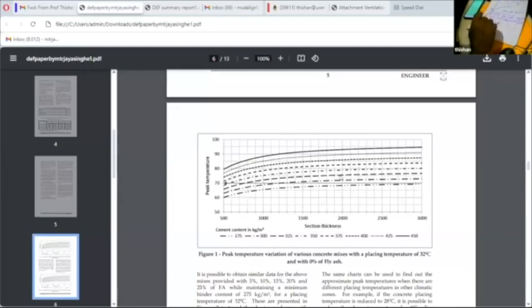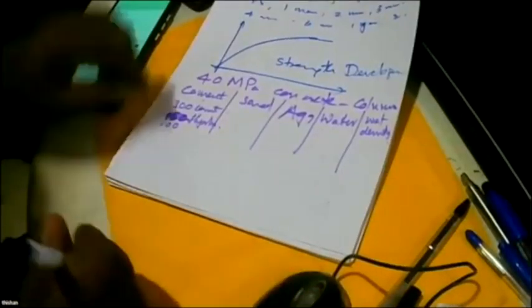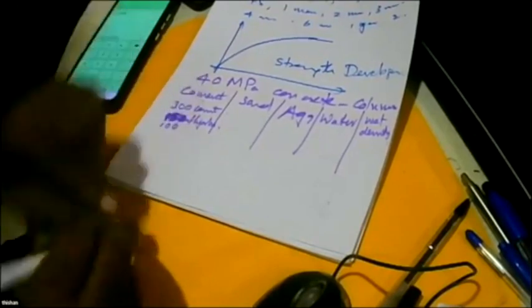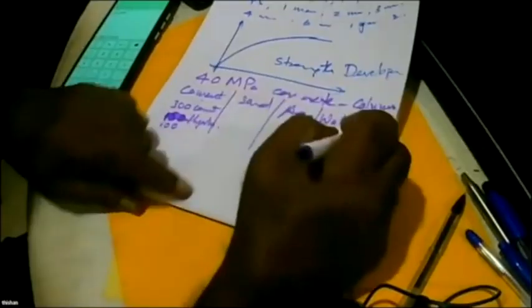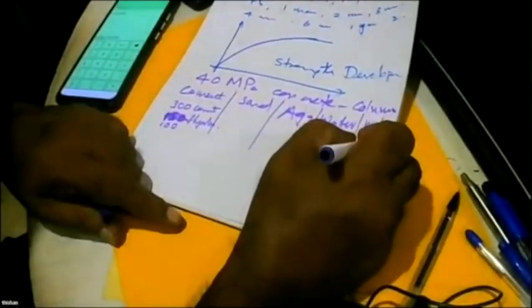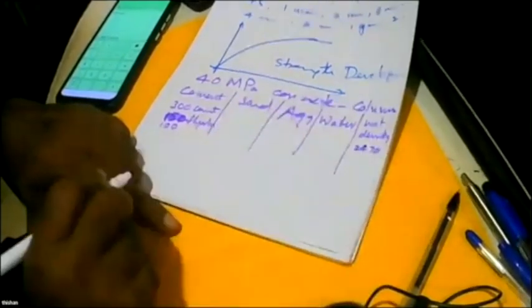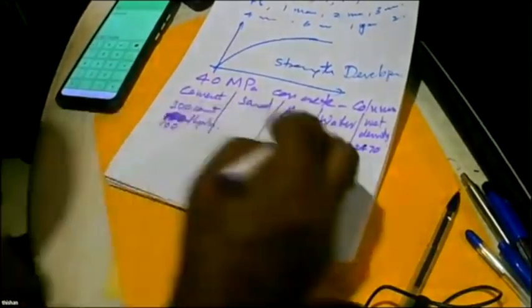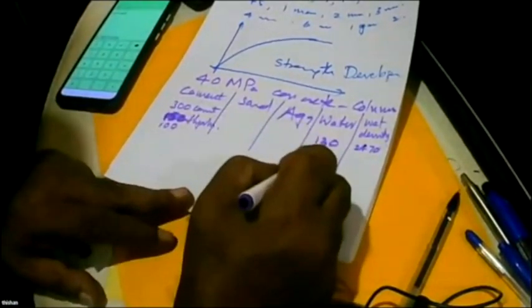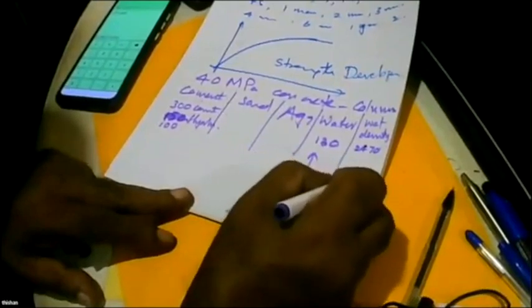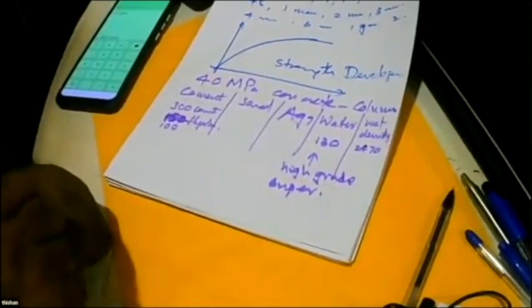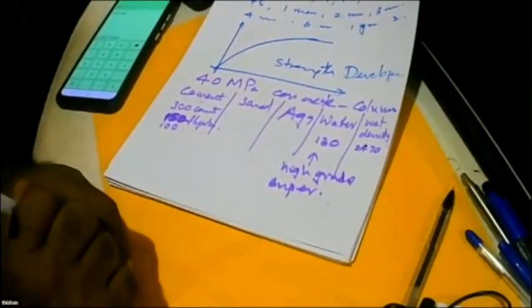Now you can see the problem. I can't use too much cement. The maximum cement is 300. I want to get 40 megapascal. So I'm going to say wet density is 2470. Lot of fly ash there. I'm going to use 130 water by using a high grade superplasticizer. The normal superplasticizer will allow you 150, 160 water. High grade superplasticizer will allow you 120 to 130.